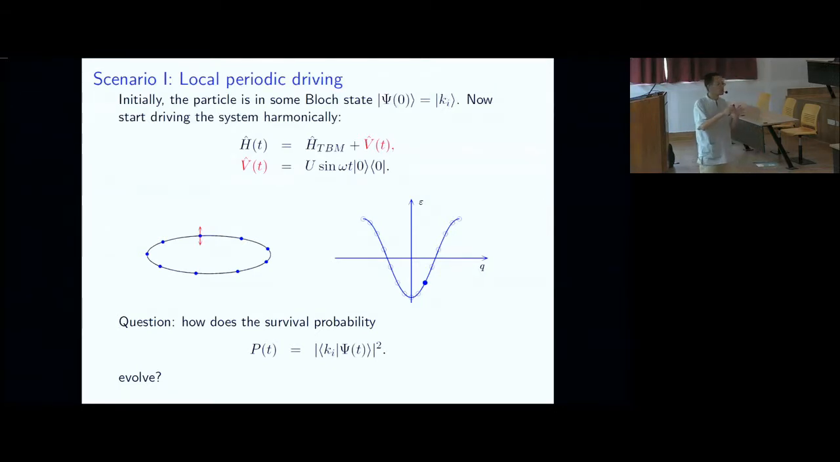Under this harmonic driving, the particle will transit, will jump to all other Bloch states. The first quantity of interest is the survival probability, or the probability of finding the particle in the initial Bloch state.